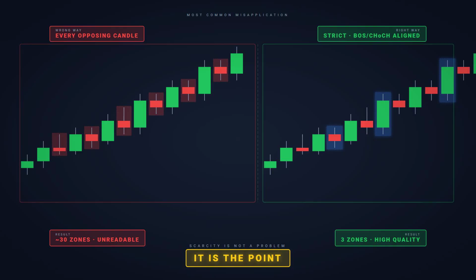Now, even once you've identified a valid OB, there's one more step before you can use it for precise entries: refinement. A raw order block marked on the time frame you're analyzing will often span several candles and a meaningful price range. That range represents your entry zone, but it's imprecise. The actual origin of the institutional order is inside that range, and drilling into a lower time frame to find it gives you a much tighter entry. Here's the mechanical consequence of refinement. A tighter entry means a tighter stop.